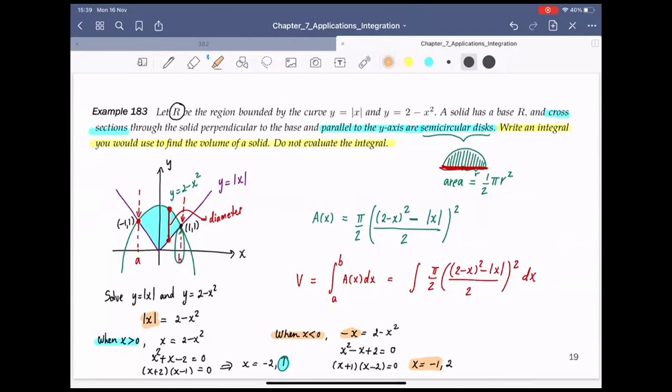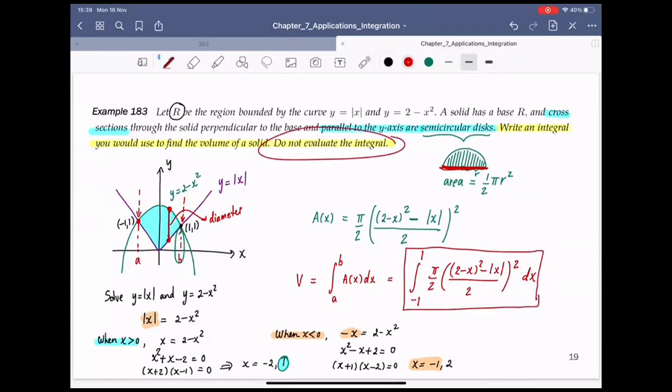So the intersections are when x equals 1 and -1, which is good. So we're going to integrate from -1 to 1, and this is my answer. I can stop here because the question said do not evaluate the integrals. I just need to set up.